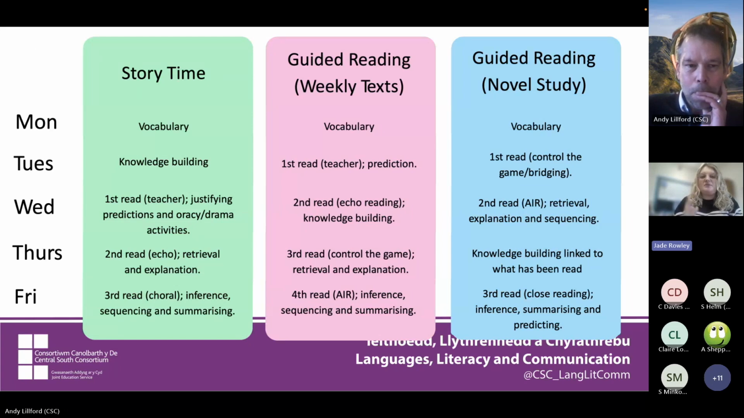As you can see on the slide, we have different approaches for different year groups: our story time session, our weekly text and our novel studies. Regardless of how our children develop their reading comprehension across the school, we all look at vocabulary on a Monday. We participated in the Words Matter training with CSC a few years ago, and it really brought home to us how impactful vocabulary is, not just on our pupils' reading, but on their access to the curriculum as a whole. So as a whole school, on a Monday morning, everyone is learning vocabulary.